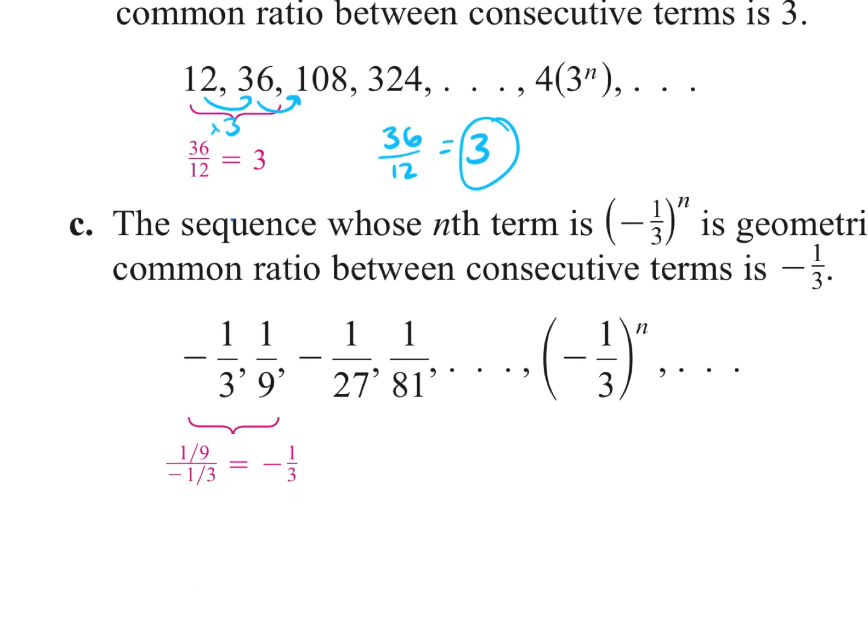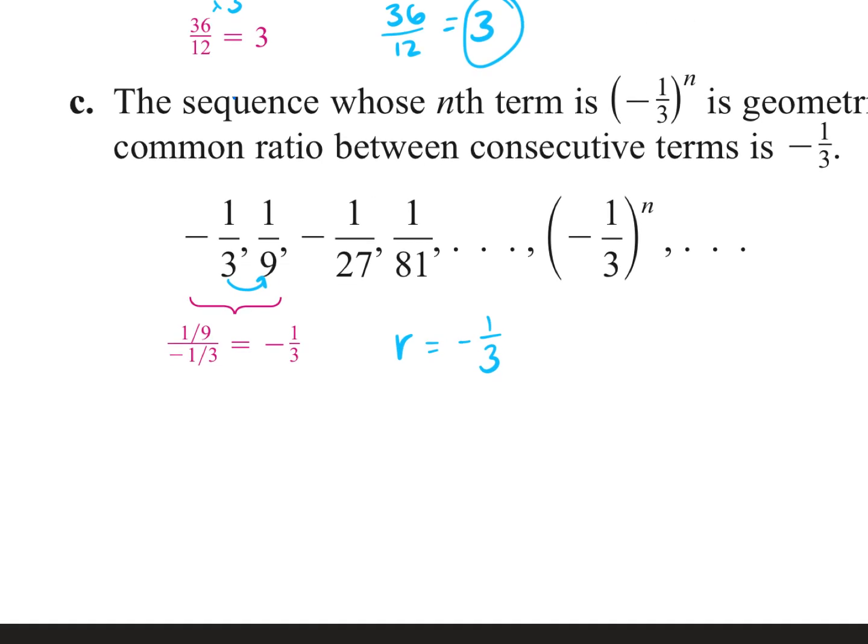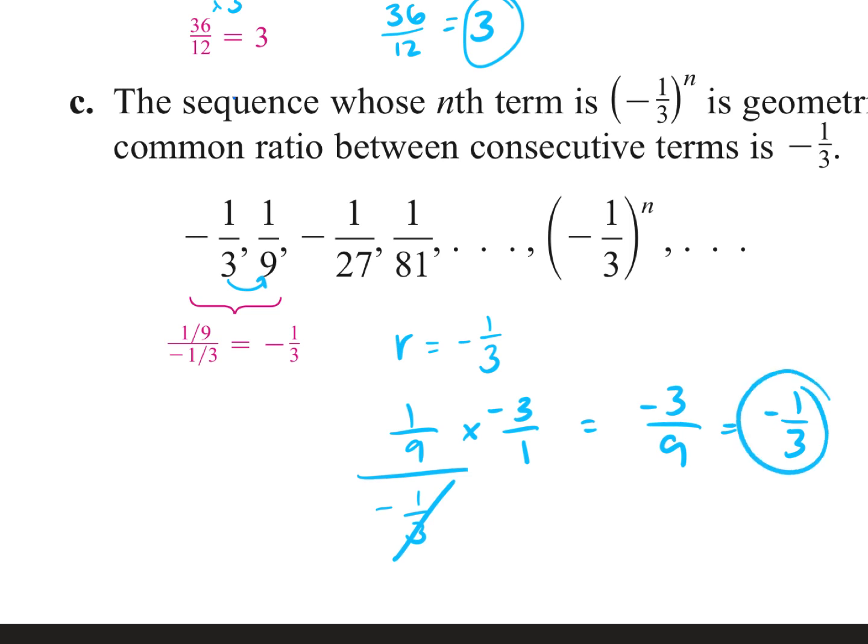For C, what am I multiplying to get from one number to the next? Negative 1/3, awesome. If we didn't see that, we could take the second number, 1/9, and divide it by negative 1/3. How would I divide a fraction by a fraction? Keep, change, flip. So change to multiplication, flip to 3/1. So this would be negative 3/9, which simplifies to negative 1/3. If you don't see your common ratio right away, always just take the second term and divide it by the first.